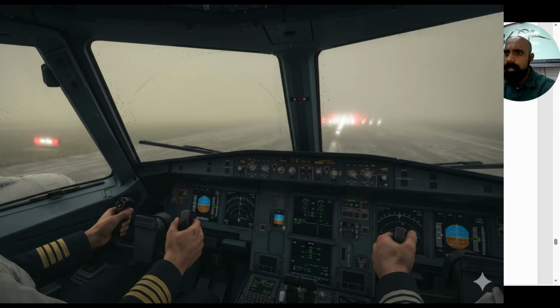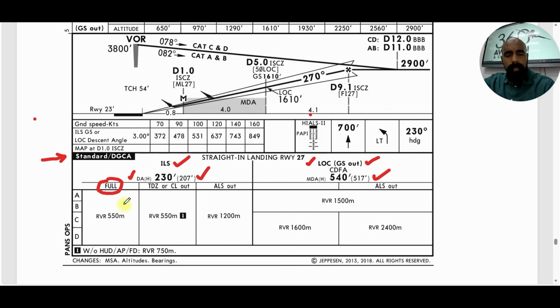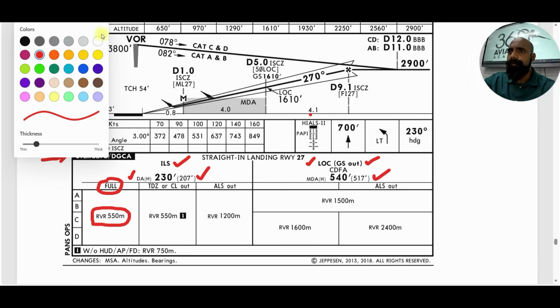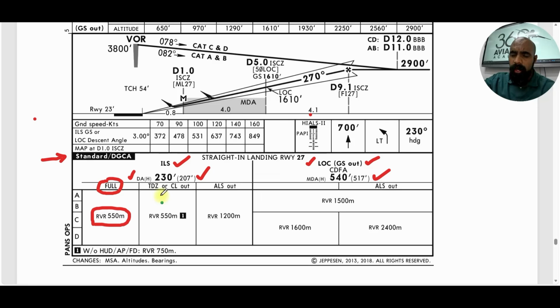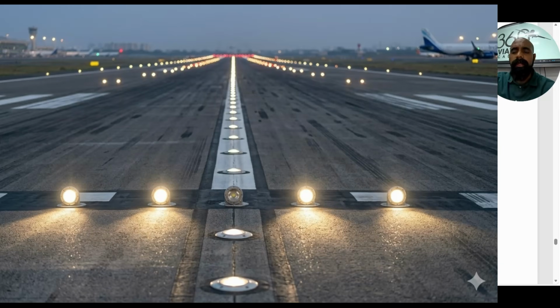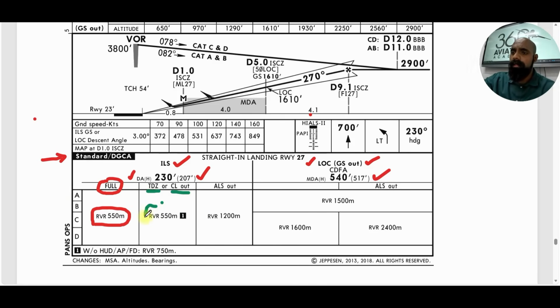So you can see over here, this is called your full approach lighting system available. If that is the case, regardless of which category of aircraft you have, A, B, C, or D, your visibility requirement, your RVR, that is the runway visual range, the visibility that is required to see down the runway, you only need 550 meters of visibility. However, let's say for some reason some of your lights are not working, your touchdown zone lights or your centerline lights, that's what they say, TDZ or CL out. In that case, you would need still only 550 meters, provided you have autopilot or flight director.